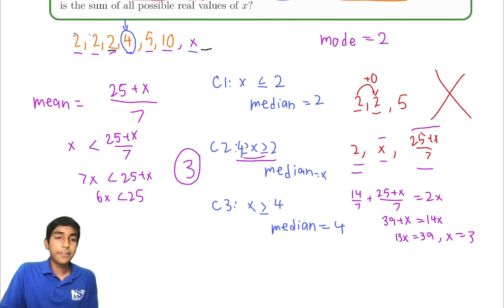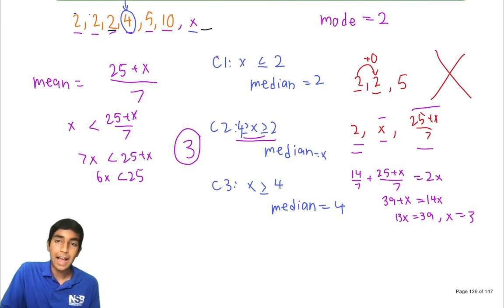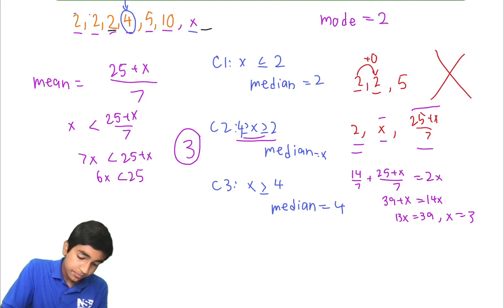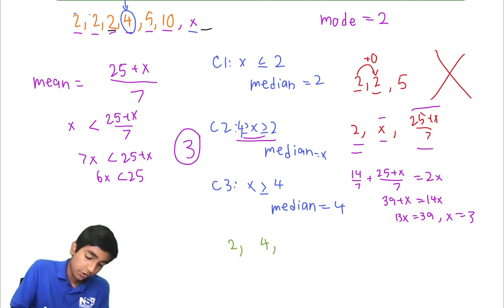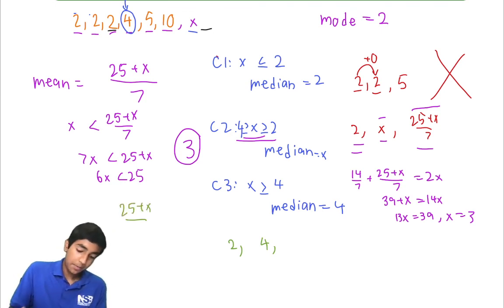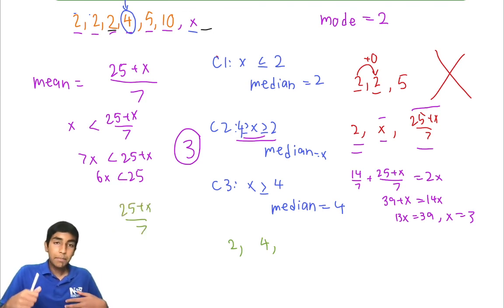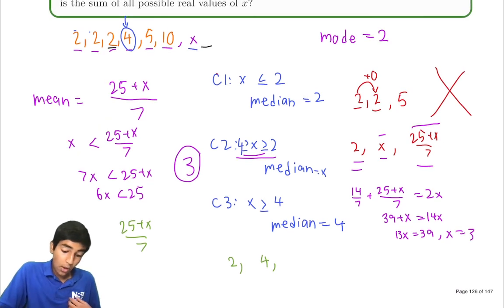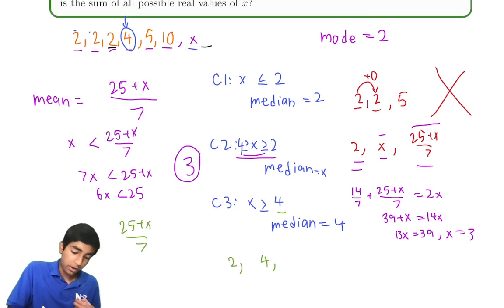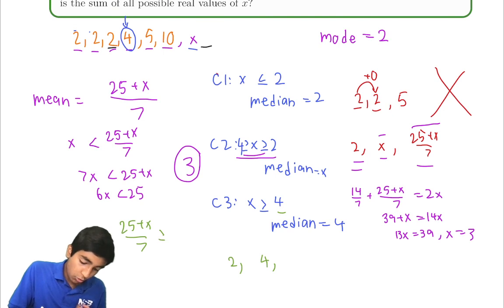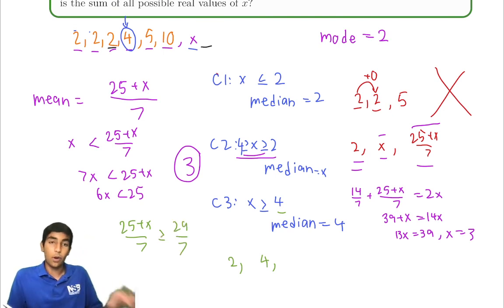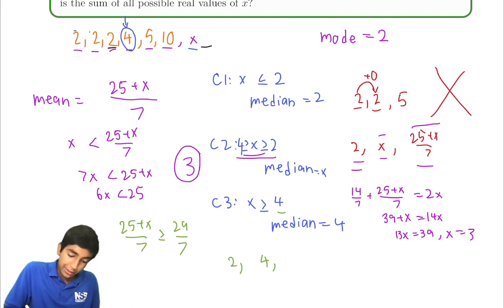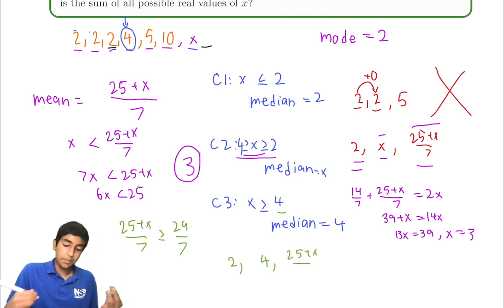If x is greater than or equal to 4, then the median has to be 4. So the mode is 2, the median is 4, and (25 plus x)/7, we don't know where it is yet. Well, first of all, we know x is greater than or equal to 4. So this must be at least 29/7. And 29/7 is bigger than 4. So we know that this will always be the largest term.